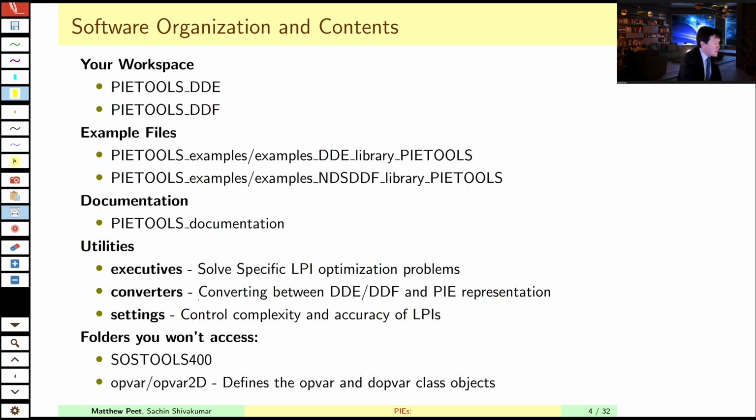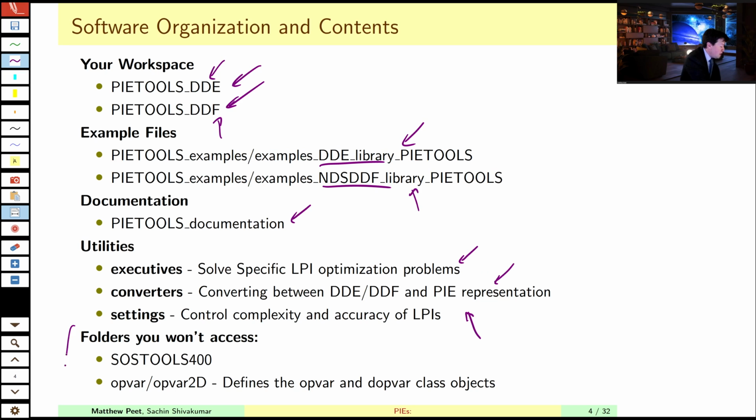Your workspace as a DDE person will probably be dedicated to these two files, either the delay differential equation version or the delay difference equation version. If you're doing neutral type systems, you're going to use this executive or this workspace. And if you're just using delay differential equations, you'll use the other workspace. In addition, we've got libraries of example files and demos. In particular, the examples for the delay differential equation format are in here, and the neutral type and differential difference formulation are in here. In addition, we have a folder for the documentation and several other folders for utilities, which I'll talk about later in the talk.